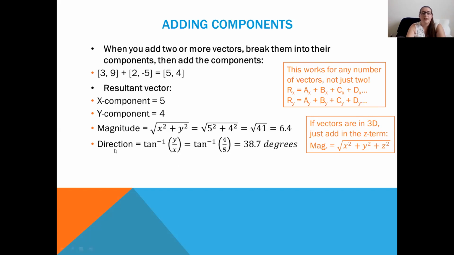To find the direction that it's in, we take the inverse tangent of y over x. And that would give us an angle of 38.7 degrees.